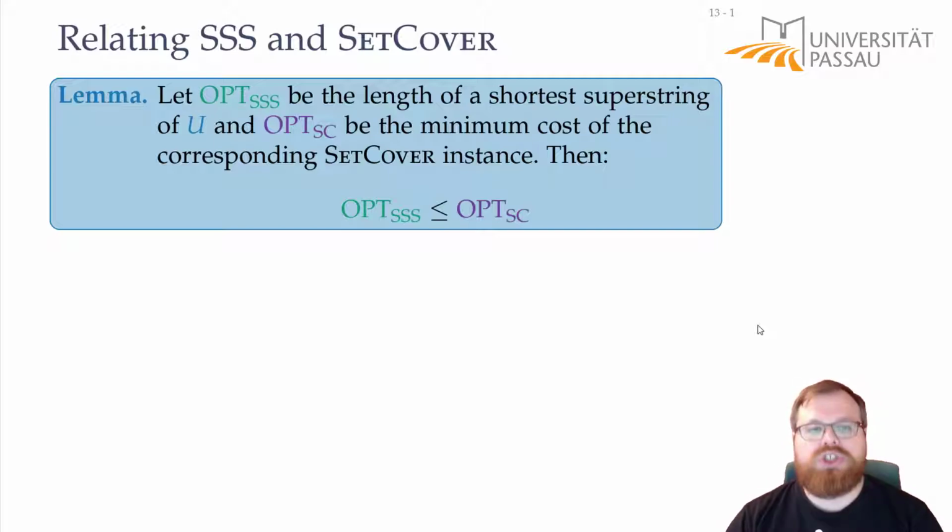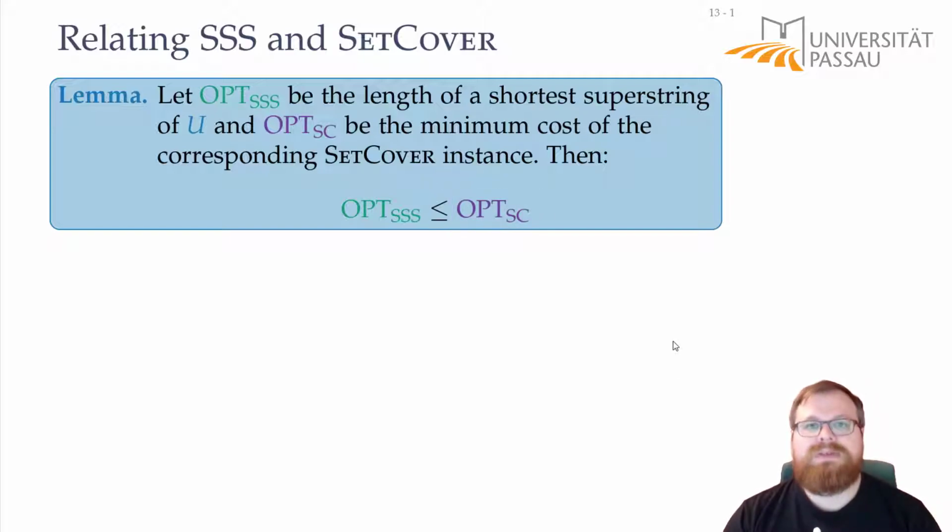And what we want to show is the following. We have an instance, shortest superstring. We know what the optimum solution is, or we know the length of the optimum solution. We have created our set cover instance, and we know what the minimum cost of this instance is. Then we can show that the optimum for shortest superstring is at most as big as the optimum of the set cover instance. How do we do that?